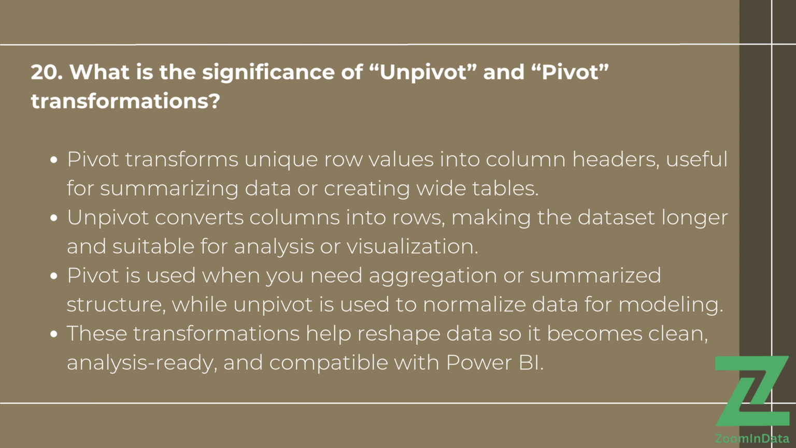20th question. What is the significance of unpivot and pivot transformations? Pivot transforms unique row values into column headers, useful for summarizing data or creating wide tables. Unpivot converts columns into rows, making the data set longer and suitable for analysis or visualization. Pivot is used when you need aggregation or a summarized structure, while unpivot is used to normalize data for modeling. These transformations help reshape data so it becomes clean, analysis ready, and compatible with Power BI.